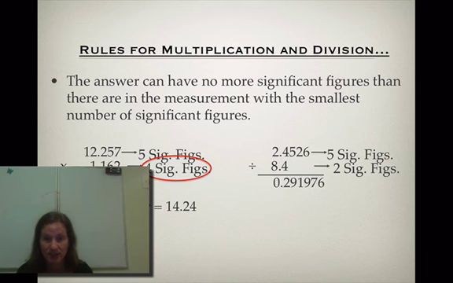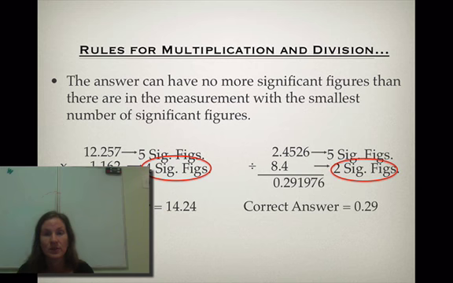So you look at your answer. The 0 is not significant. The 2 is. The 9 is. You check the number after the 9, which is the 1. And based on that 1, I don't need to round my answer up at all. So I would just report 0.29.